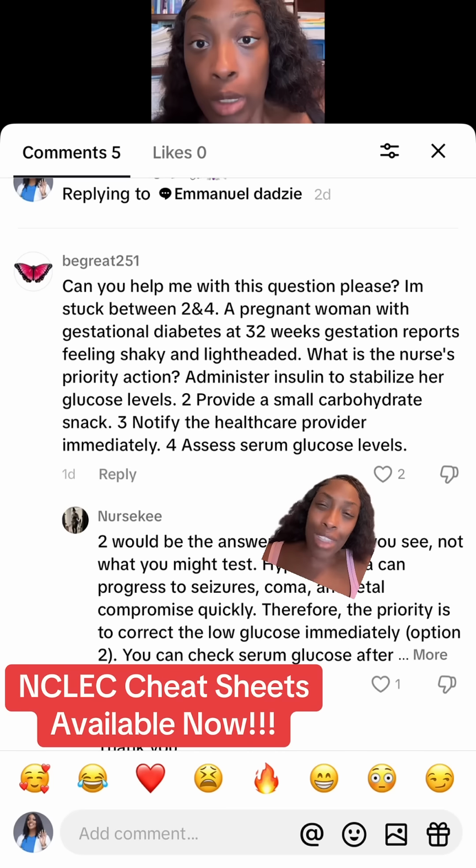Okay, so the fact that we know this patient is diabetic, they got gestational diabetes, and they're exhibiting signs and symptoms of hypoglycemia, why are you wasting time checking that glucose? You could check them after you give that patient that carb, you give them that snack, because again, in another world, even if it was hyperglycemia, you wouldn't have harmed that patient. Do you see what I'm saying?